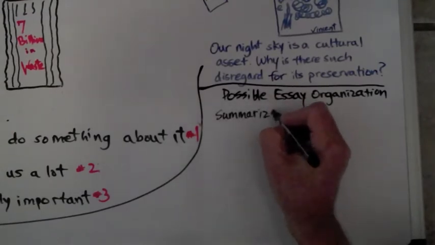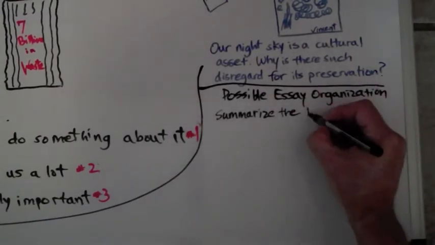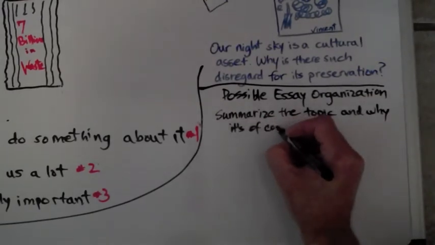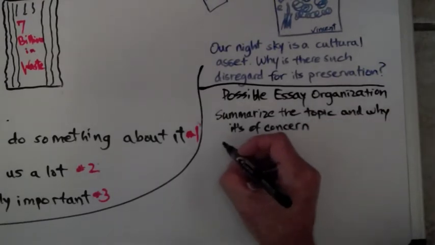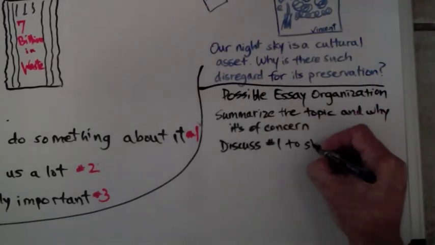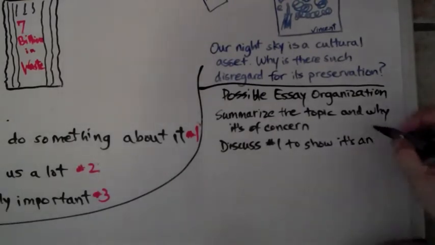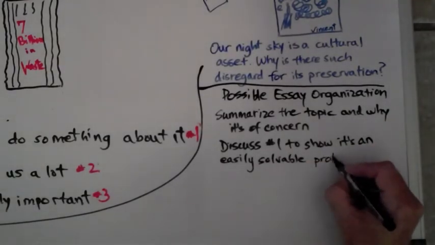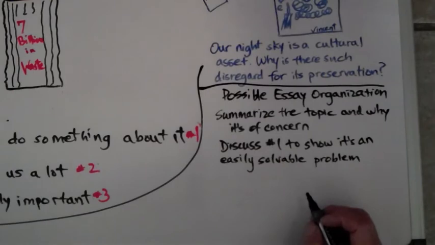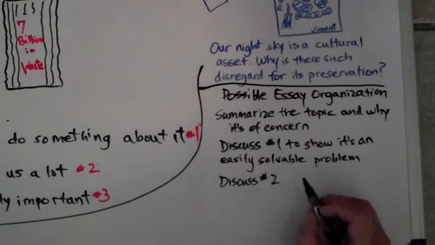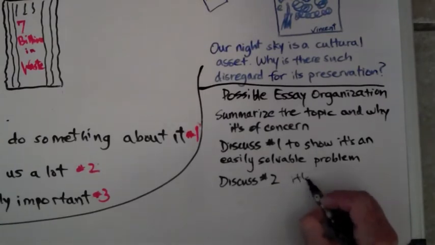Here's a possible way you could organize that this visual representation helped us do. First, you summarize the topic and why it's important, of concern for everybody. You can talk about the general agreement that it's a problem. You discuss number 1, that while it's agreed upon as a problem, it's also a problem that is easy and pretty cheap to solve. Despite it being cheap to solve, this is a very expensive problem, so it'd be very cost effective if we tried to do something about it. So you could put that one number 2.